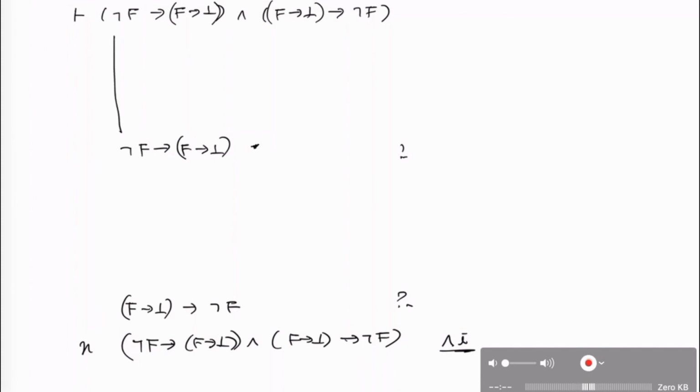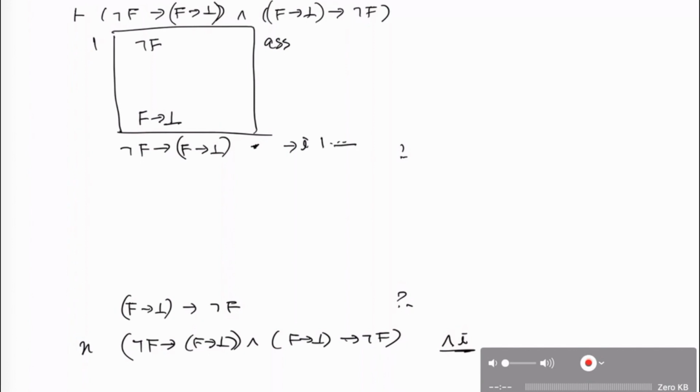implication. So for the implication, again, same strategy. Assume not f and try to derive f implies bottom. Okay. So this is the assumption, and this will be the implication introduction from line 1 to something. Okay. So now look at this goal. It's again implication form. So what can you do? Well, assume f and try to derive bottom. Okay. So this is line 2, my assumption.